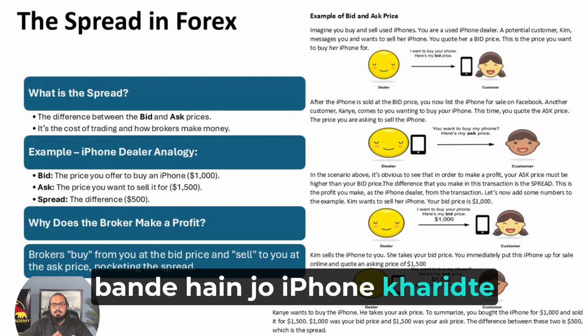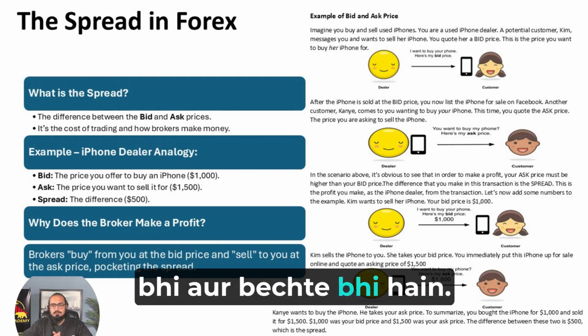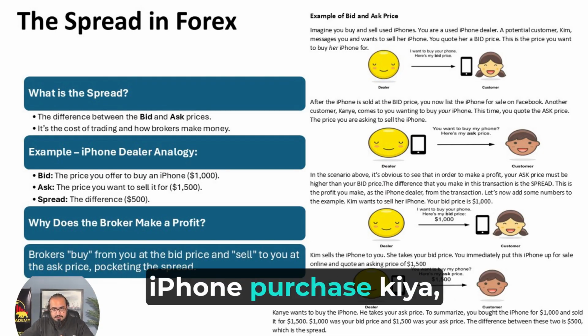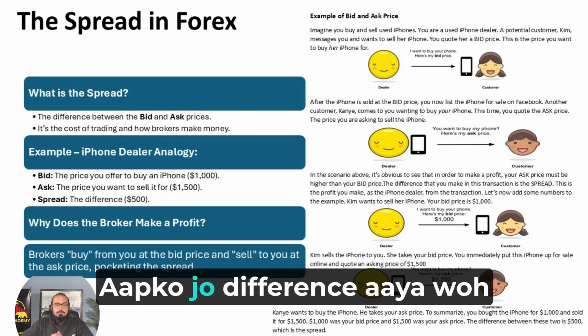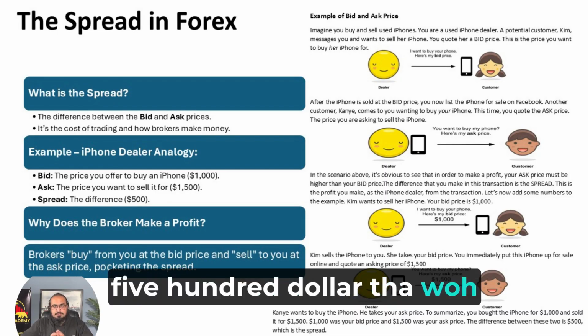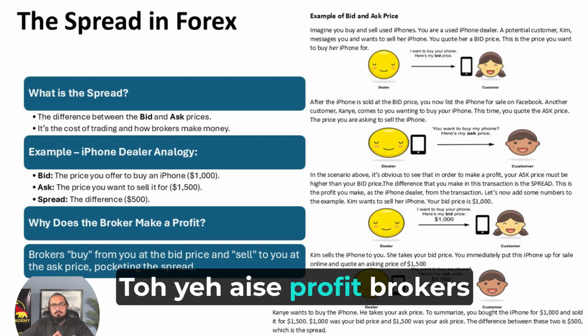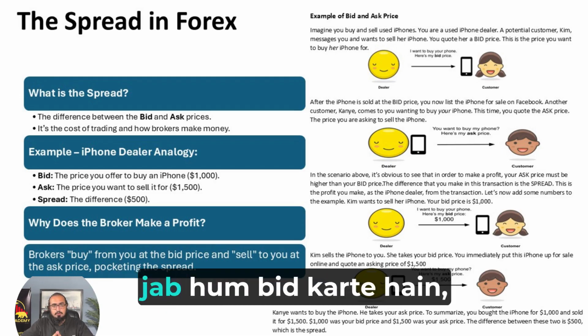For example, you are a person who both buys and sells iPhones. You purchased an iPhone in dollars. You sold an iPhone for $1. So the difference you got was dollars. That became your spread. Brokers make a profit from this.